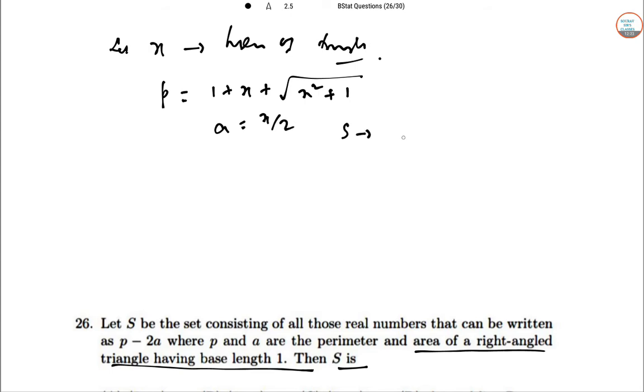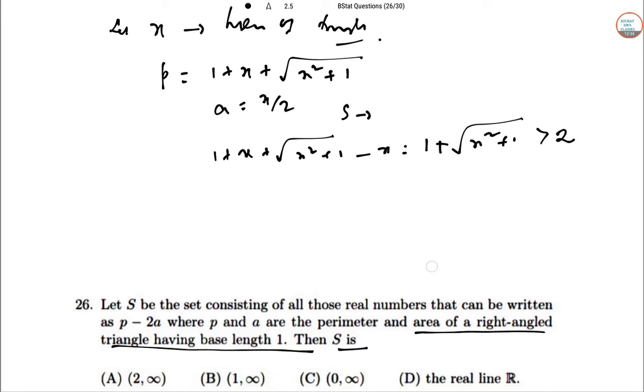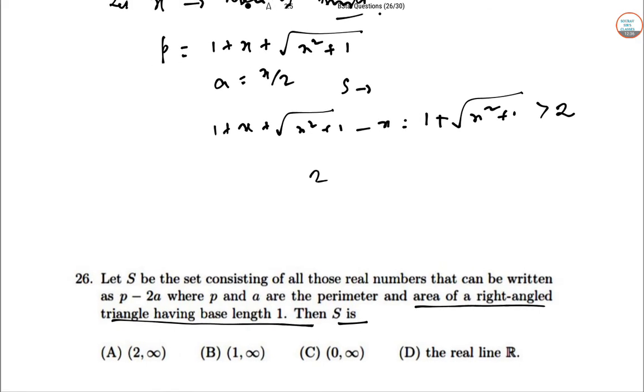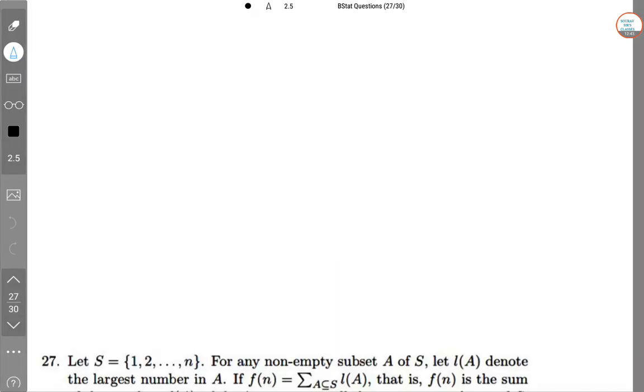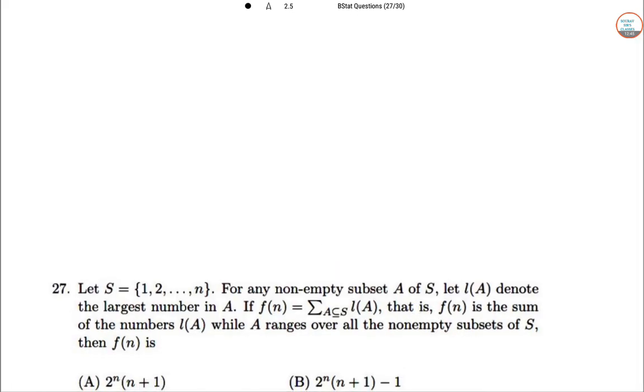So S is the set of all real numbers in the form 1 plus x plus root over x square plus 1 minus x. That is 1 plus root over x square plus 1. So this thing has to be greater than 2. So seeing this greater than 2 means this goes to infinity. So the S is following this. Last 4 only left. So 27. So this we have a non-empty subset. It denotes the largest number.